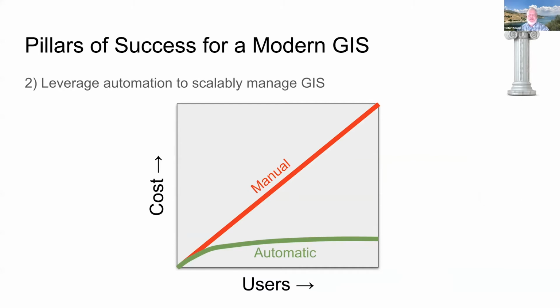Number two is leverage automation to scalably manage GIS. You're going to have a whole bunch of people using GIS. You don't necessarily want to have to hire a whole bunch of people to help manage it. So we're going to talk about how to automate things today. So regardless of how many users you have, it takes very little effort to manage the system.